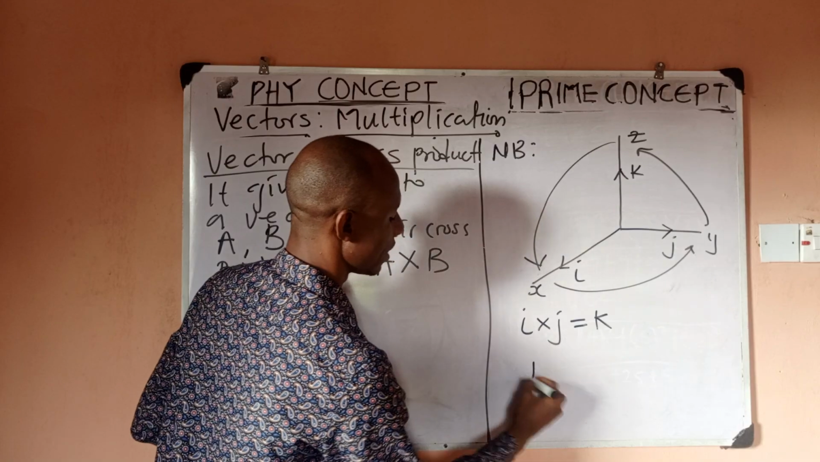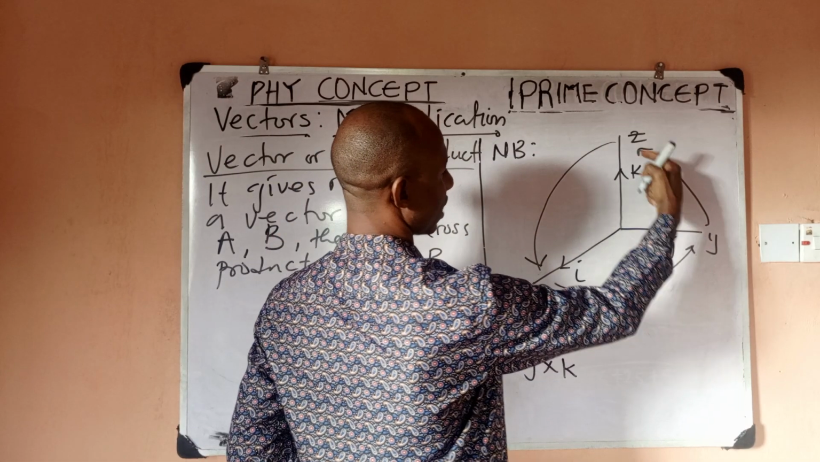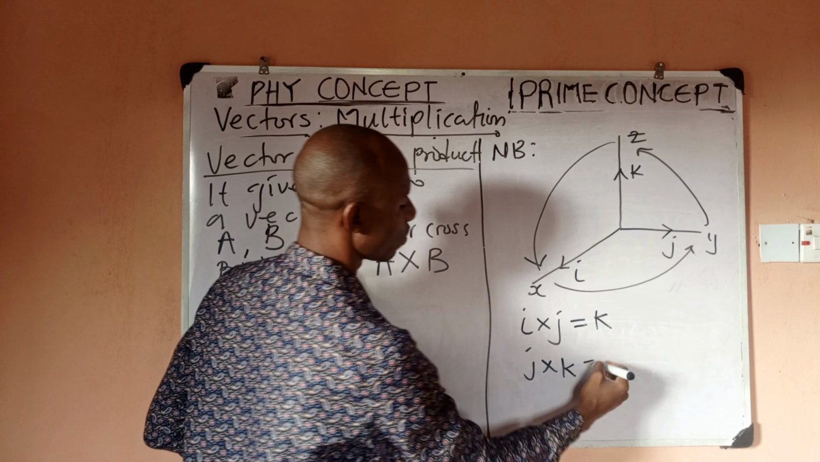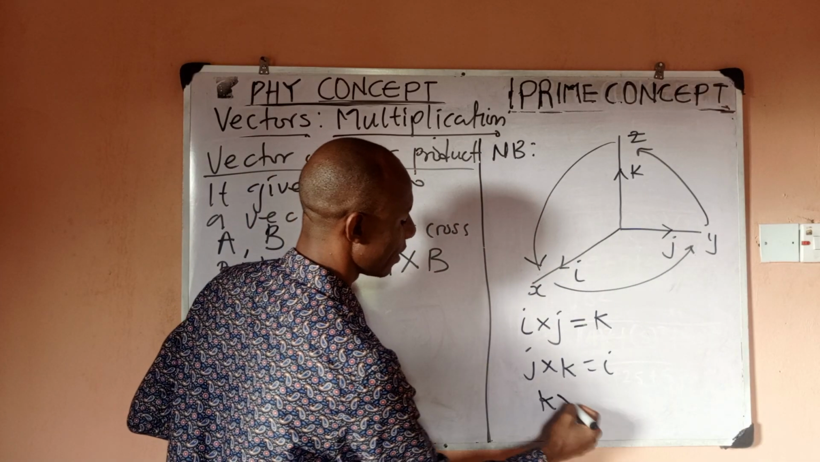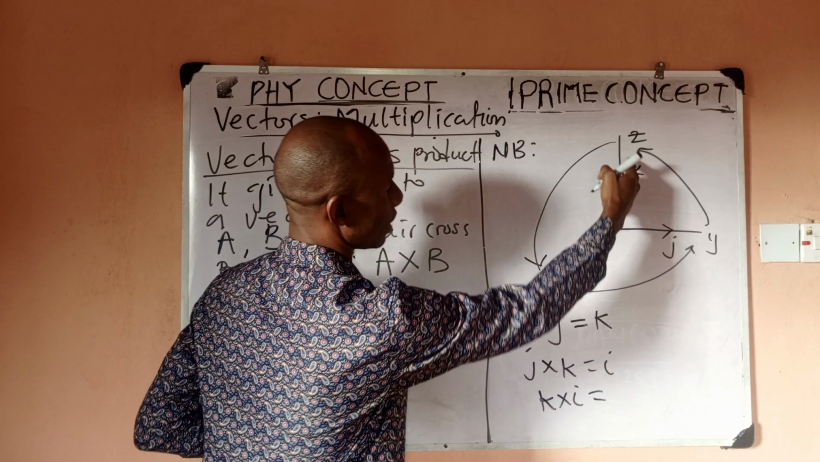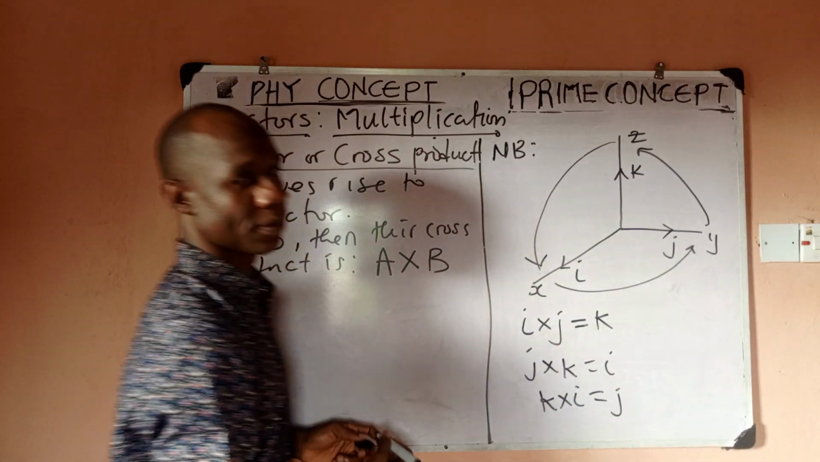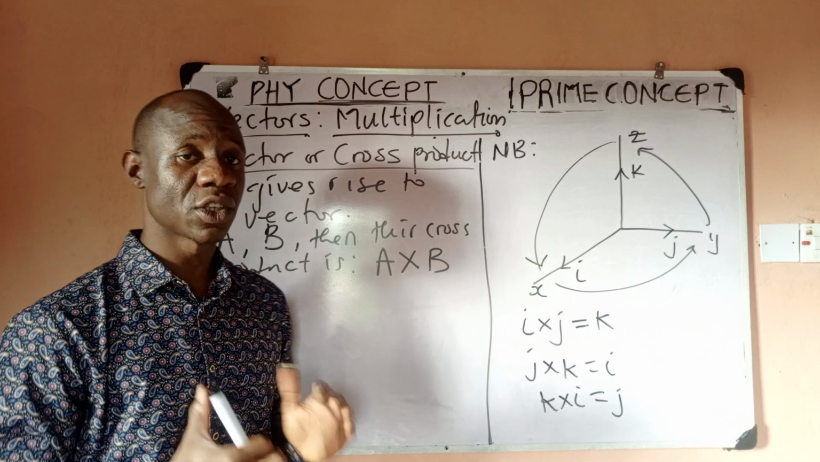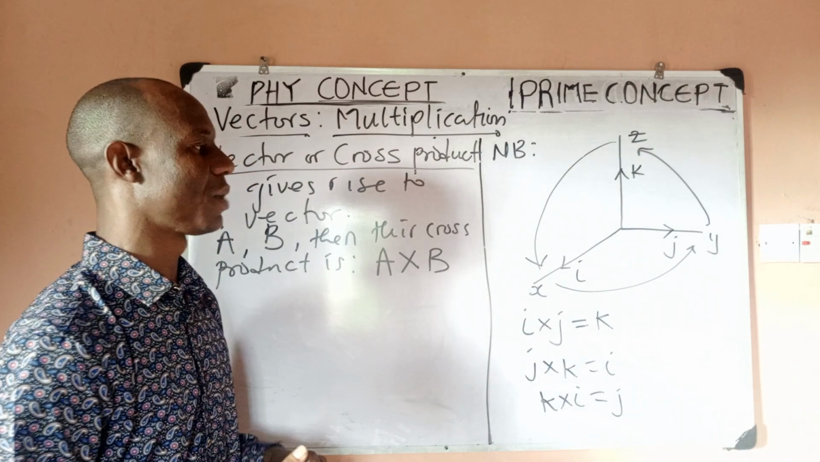Also, we do the same. We say j cross k. When you go j cross k, where will it lead us to? To i. Now, also, we can say k cross i. Where is it leading us to? It's leading us to j. Right? Now, this is a convention I've chosen to use, and if you follow it, your result would always be correct.